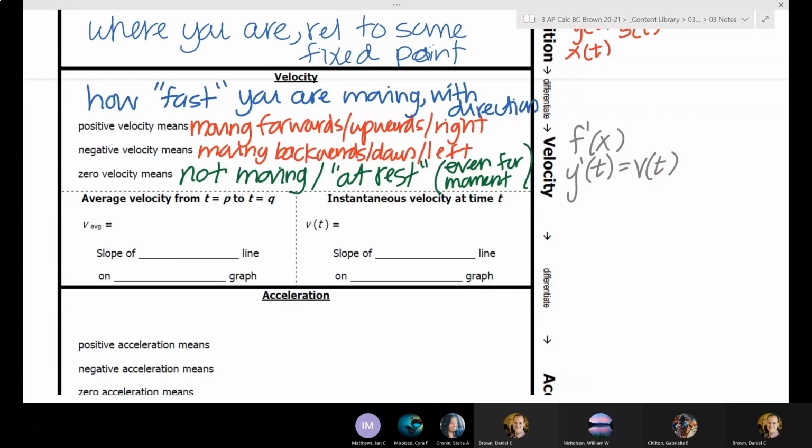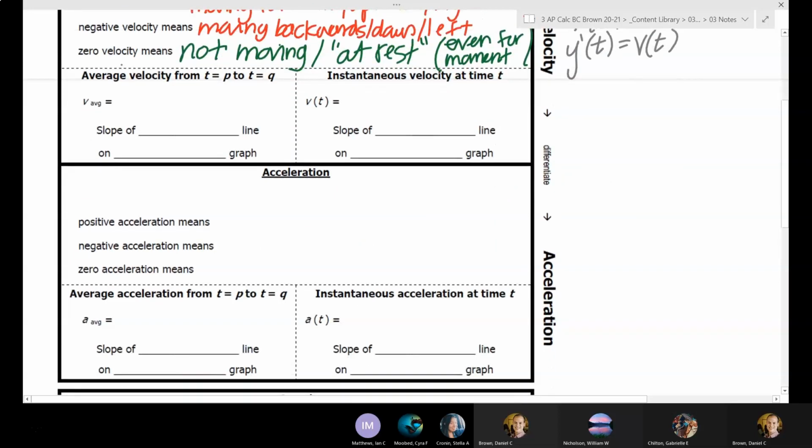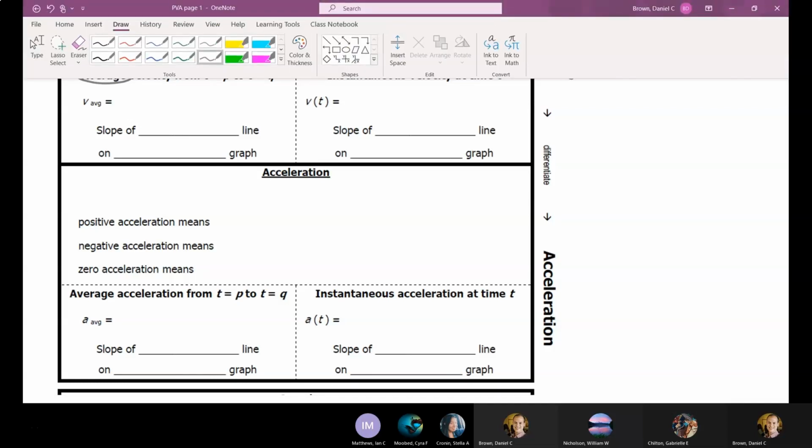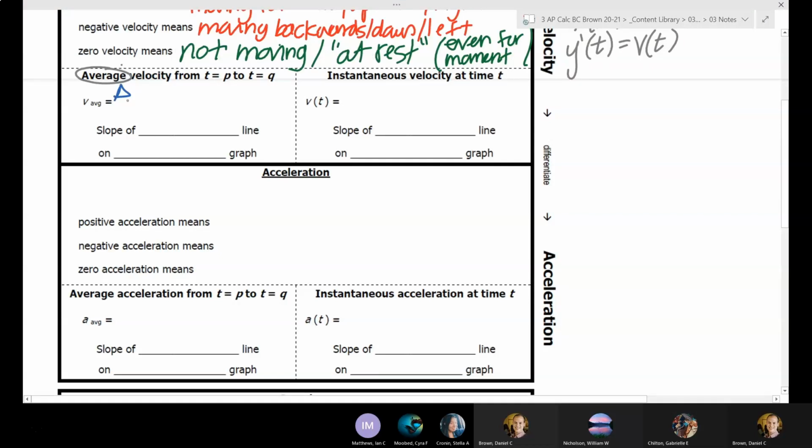Whenever you see something like average velocity in this class, that's going to be referring to average anything. In most cases it refers to the old school slope formula you first learned in Algebra 1. So the average velocity is the change in position over the change in time: the position at Q minus the position at P, all over the change in time, Q minus P.